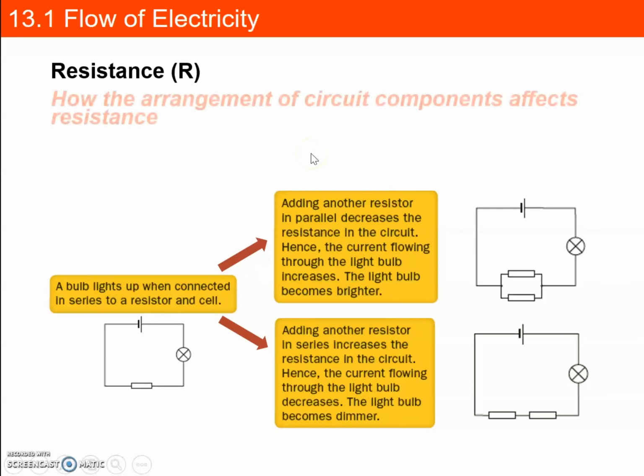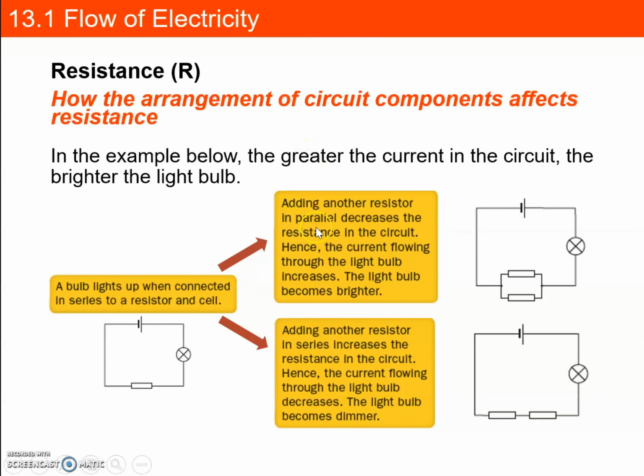So what we have seen in this example here is that when the resistance decreases, the current actually increases and the light bulb becomes brighter. Okay, so the greater the current in the circuit, the brighter the light bulb. And to have greater current, you must have lower resistance.